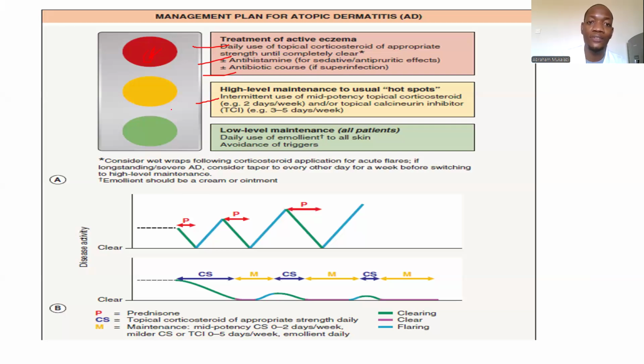So in this case, in low level, you are doing the routine skin care, the cotton clothing, using the gentle soap, the moisturizing, and follow up. So to make sure that someone doesn't get flares. So this is what happens usually.